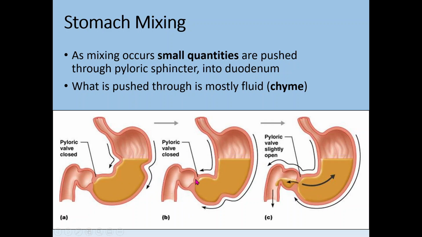So your pyloric sphincter sits right here. It will receive the proper signal telling it to open up just a little bit, let a small amount of that material through, and start sending that through the duodenum. The material being pushed through is mostly fluid, and we give it a new name at this point. So after it has been churned by the stomach and mixed with acid, we call this chyme.